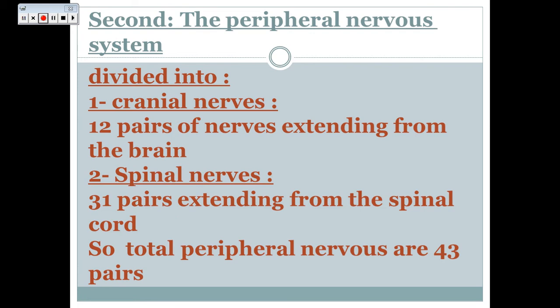The peripheral nervous system is divided into number 1, cranial nerves, which are 12 pairs of nerves extending from the brain, and number 2, spinal nerves, which are 31 pairs extended from the spinal cord. So if I ask you what is the total of peripheral nerves, it will be 43 pairs.